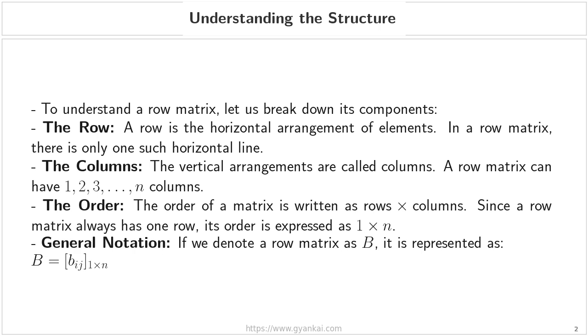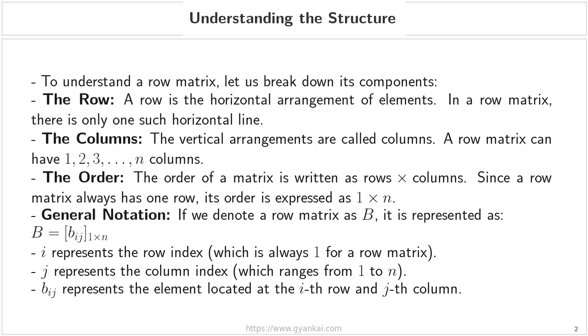To represent this formally, let us look at the general notation. If we denote a row matrix as capital B, it is represented as B equals [b sub ij], with the order 1 by n. Let me explain these indices for you. The letter i represents the row index. In the case of a row matrix, i will always be 1 because there is only one row. The letter j represents the column index, which ranges from 1 up to n. Finally, the term b sub ij represents the specific element located at the ith row and the jth column.